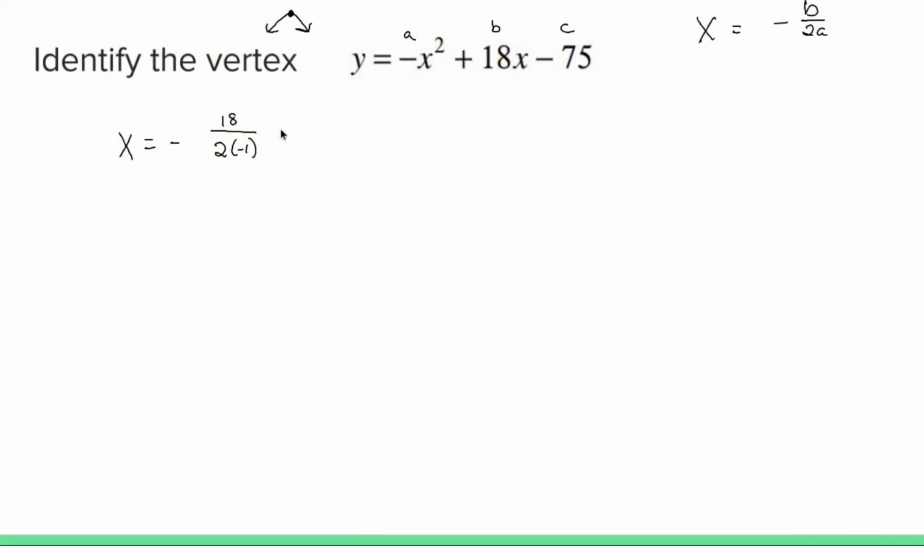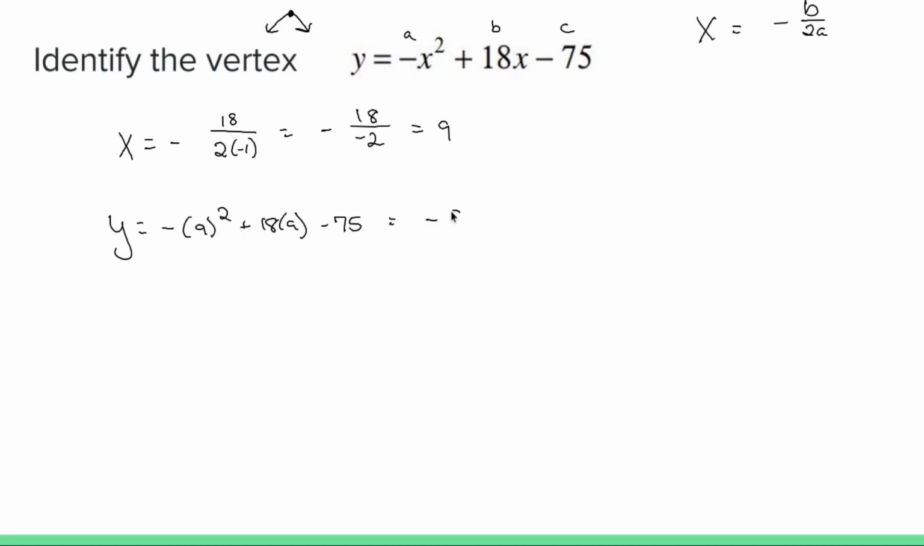Okay, so negative 18 over negative 2 simplifies out to 9. So that's my x value. How do I find my y value? Well, just plug it in. So y is going to equal negative 9 squared plus 18 times 9 minus 75.